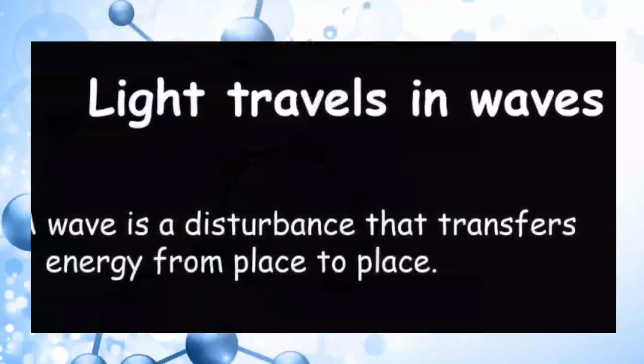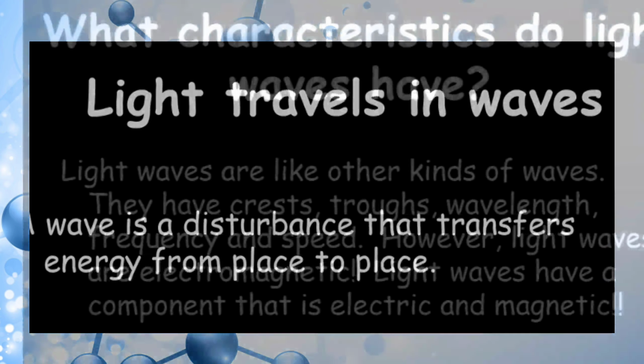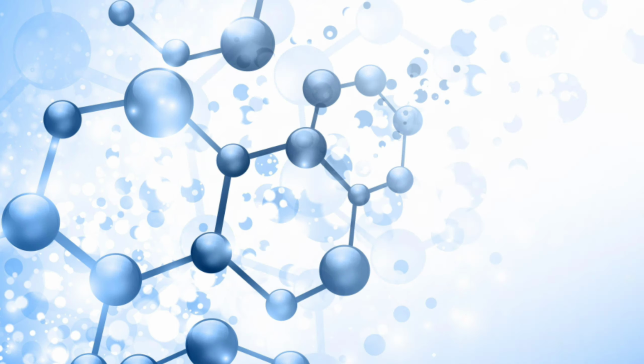Next, light travels in waves. A wave is a disturbance that transfers energy from one place to another. What characteristics do light waves have? Light waves are like other kinds of waves. They have crest, trough, wavelength, frequency, and speed. However, light waves are electromagnetic. Light waves have a component that is electric and magnetic.